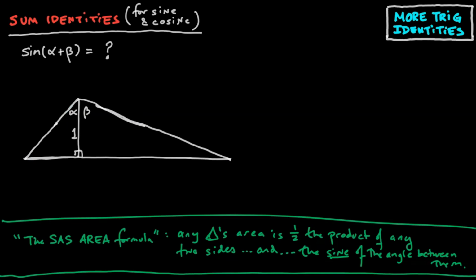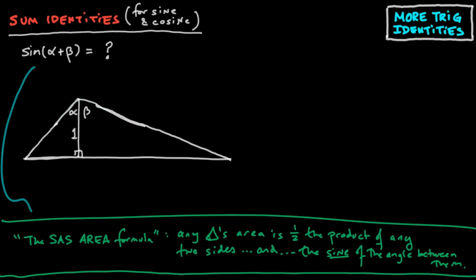Now you are probably thinking, where is he going with all this? I thought we were trying to establish an identity for sine of alpha plus beta. That's exactly what we're going to do. This weird construction puts the angle alpha plus beta into our picture. That's interesting. But how could that help us?